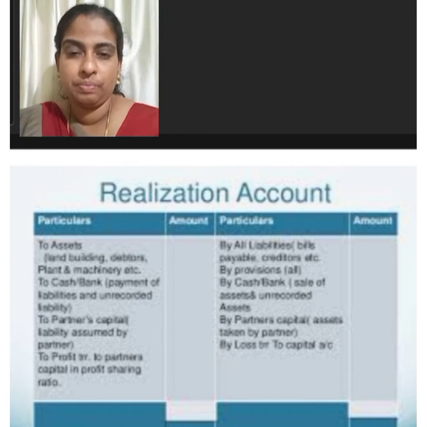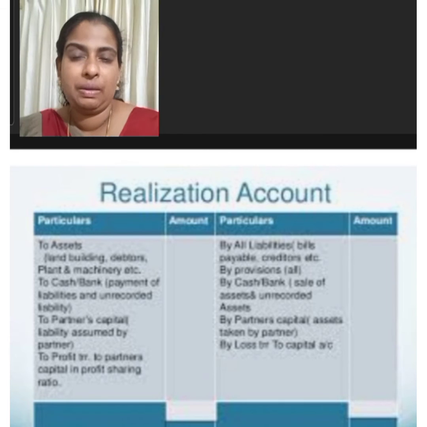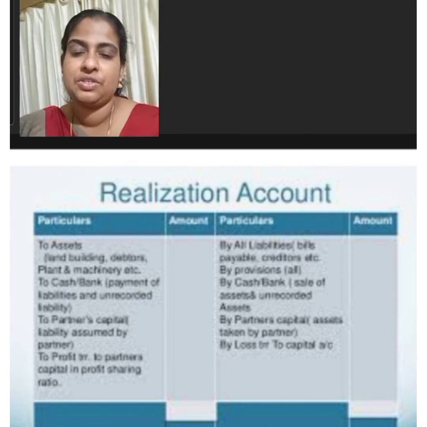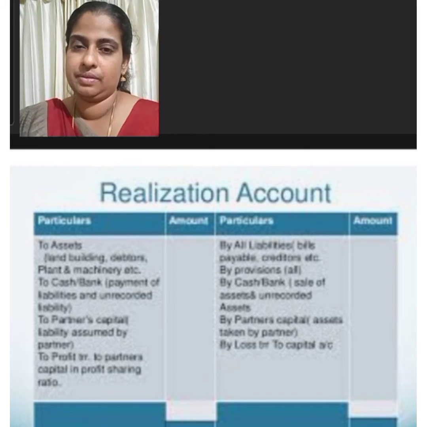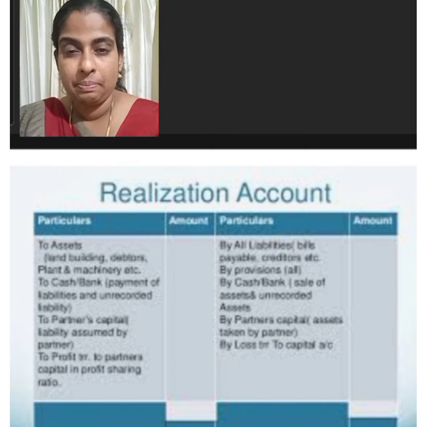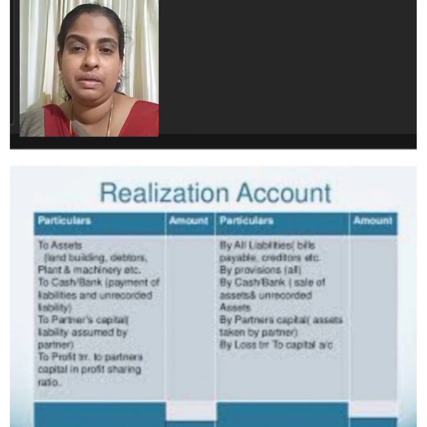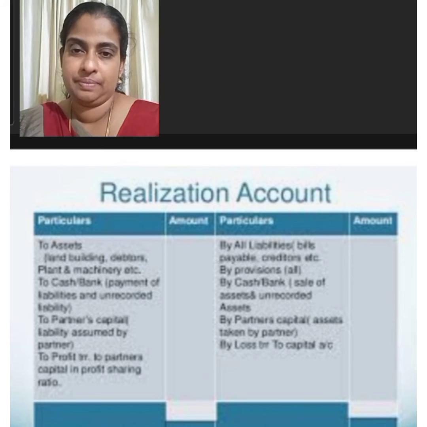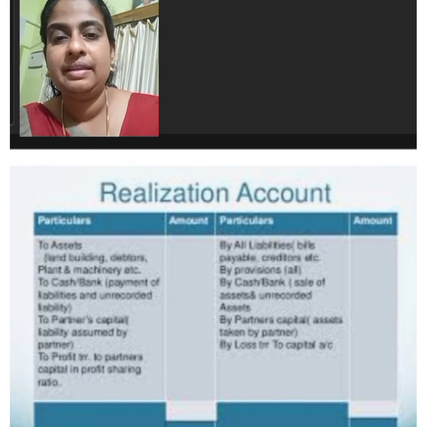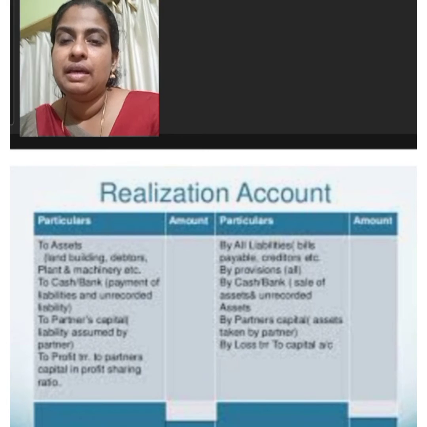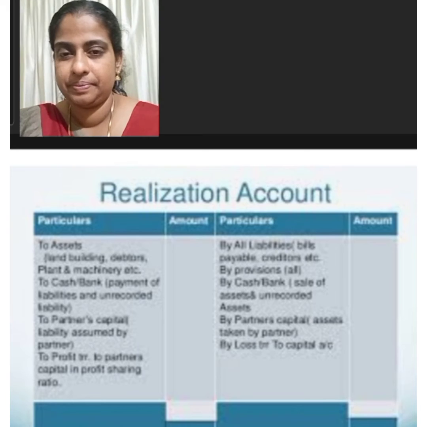The next step is to make the payment of liabilities. That is recording the payment of liabilities. The entry will be realization account debtor to cash account. Sometimes a partner may take the responsibility to make the payment of any liability or payment of creditors or payment of bills. In that case, the journal entry will be realization account debtor to partner's capital account.